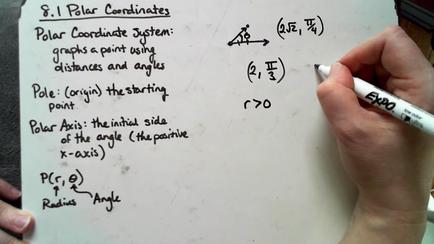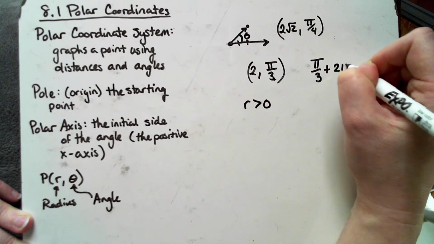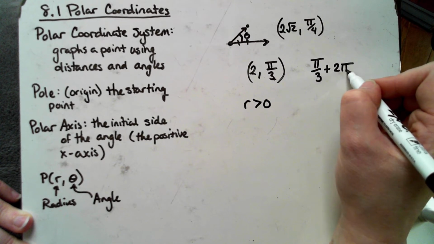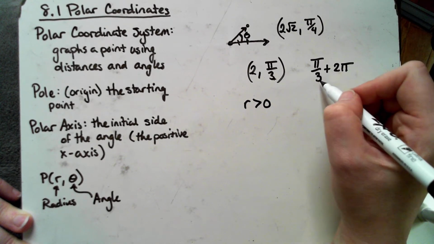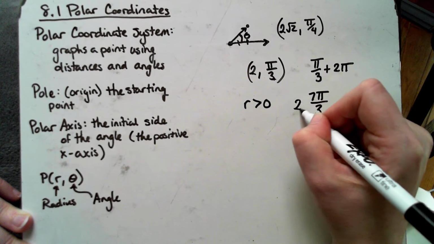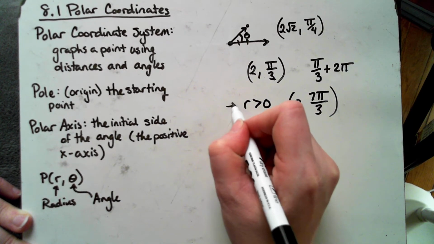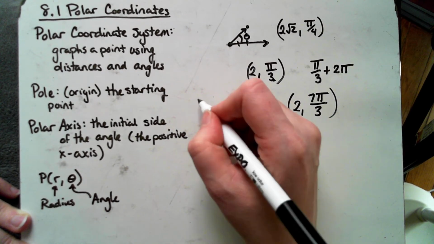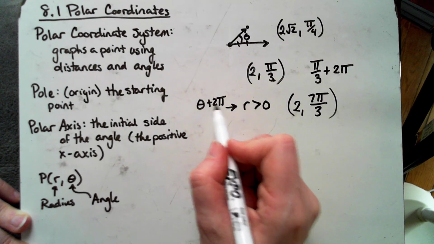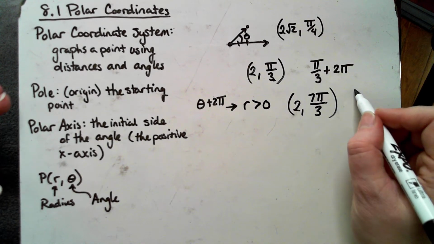And the way we can do that is I'm just going to add on 2 pi to this, a full circle. So this would be 6 pi over 3, plus pi over 3 is 7 pi over 3. So this is the point (2, 7 pi over 3). So anytime they say find another representation where r is greater than 0, you're going to do theta plus 2 pi. And if you wanted to, you could do theta minus 2 pi. That would also work because it's going to take you a full circle in the other direction.